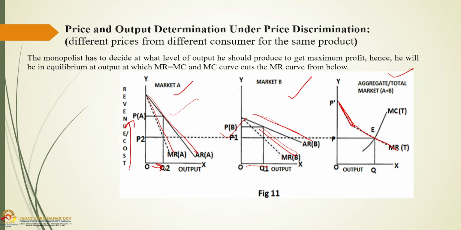That is why when we draw the aggregate or total of both the markets, that is less elastic and more elastic, the curve will be less elastic till this point. After that, it will be more elastic. There will be a kink in the curve, a kinked demand curve. Clear? So at this point, marginal cost is equal to marginal revenue, and the marginal cost curve is cutting marginal revenue from below. And in total, this output will be sold at this price. Clear?